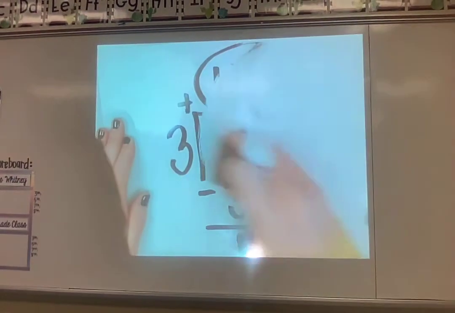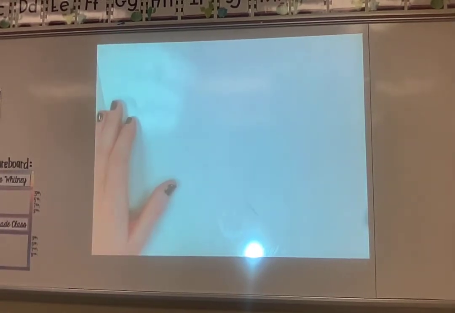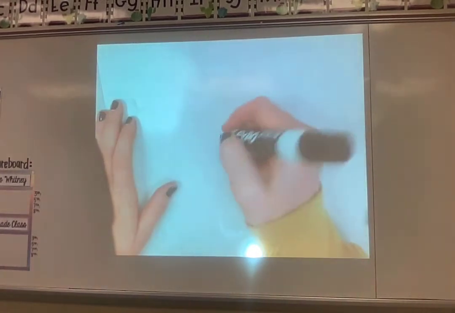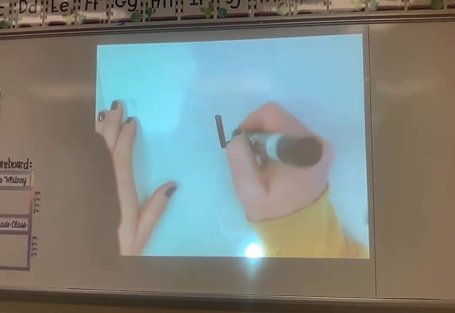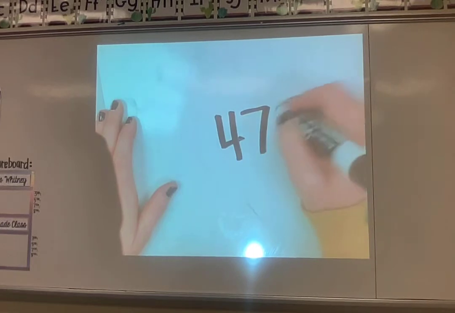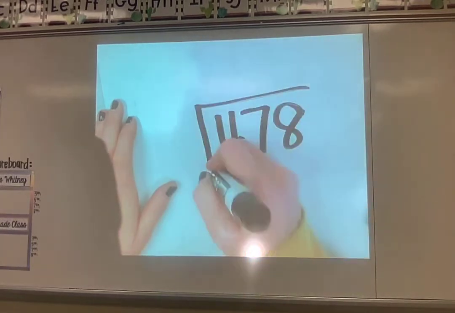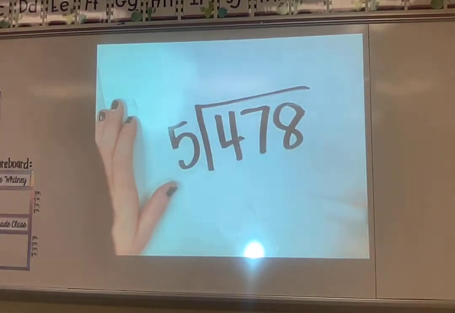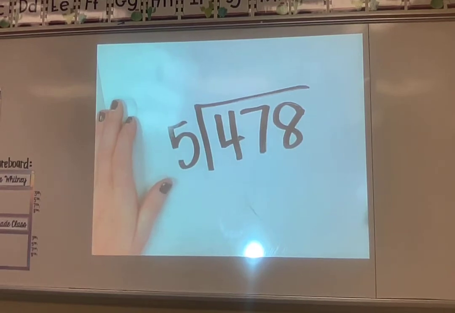Let's try another one. Sorry that it's kind of hard to see. I'm having to slide my whiteboard. That's the best that I can do because these get long. All right, let's do 478 divided by 5. Now this one's a little bit different. Hopefully you'll see why here in a second.